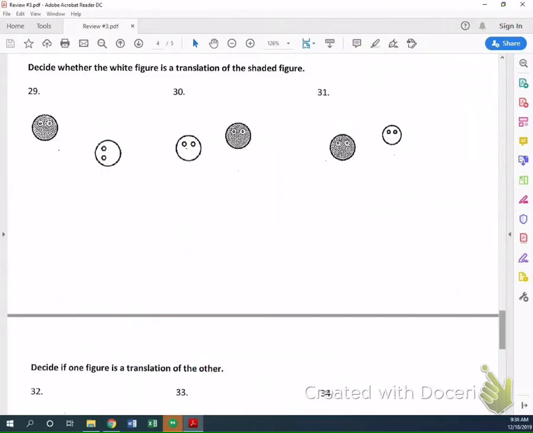We talked about translation on the first page. It's just when you take a figure and you slide it. It has the SL in the middle. That's how I remember translation. You slide. So 29 is a no because it's rotated. 30 is a yes. 31 is a no because the size changed.